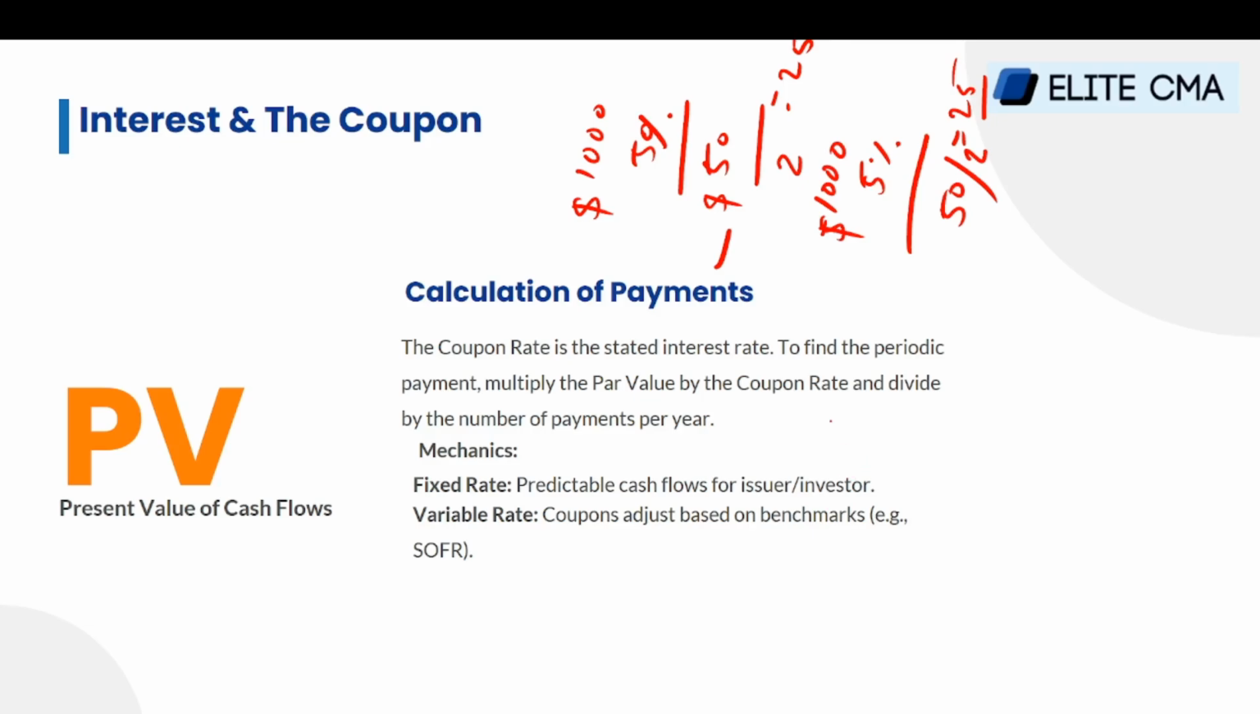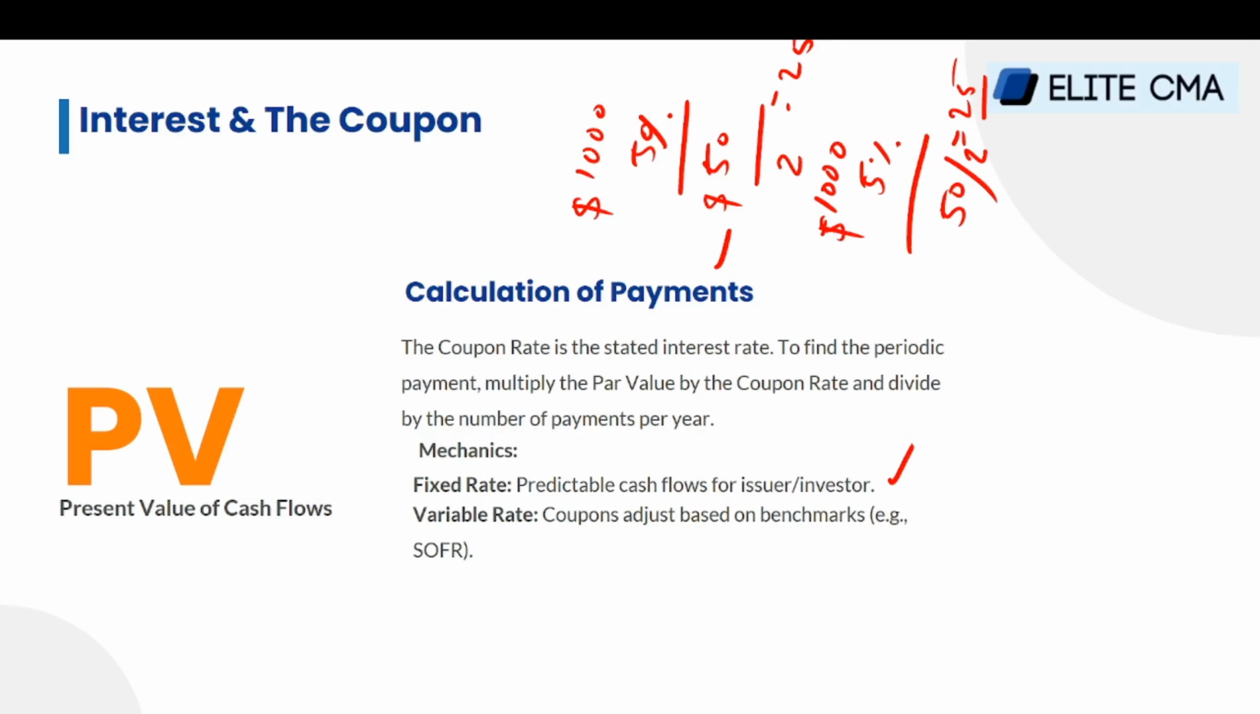Then regarding the rate, there are 2 types of rate for the bond. First one is fixed rate, which gives predictable cash flow for the issuer and investor. That means it is a fixed rate throughout the bond life period. But then there is the variable rate, where the coupon rate adjusts based on some benchmark.